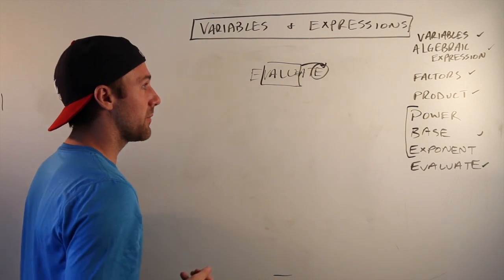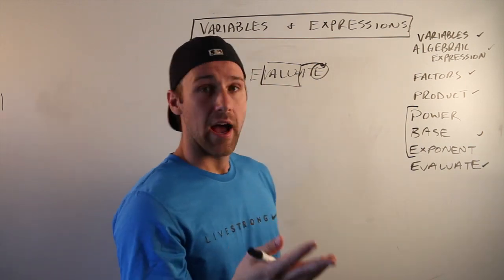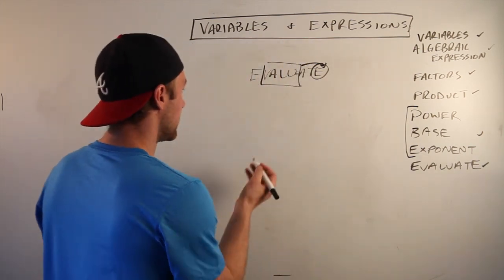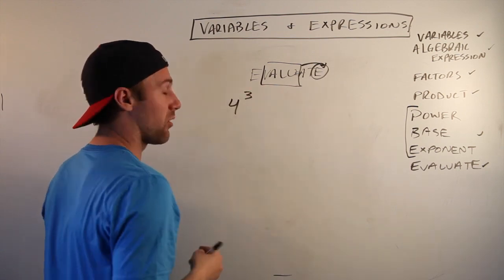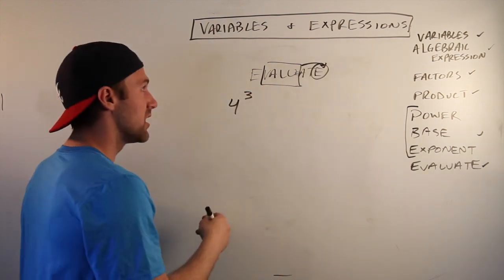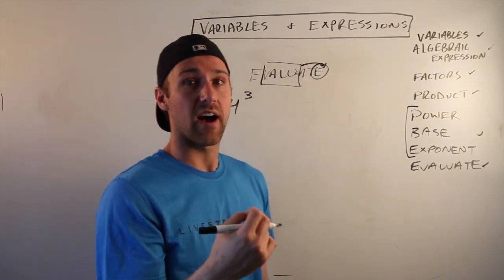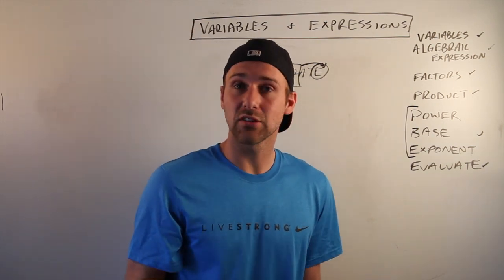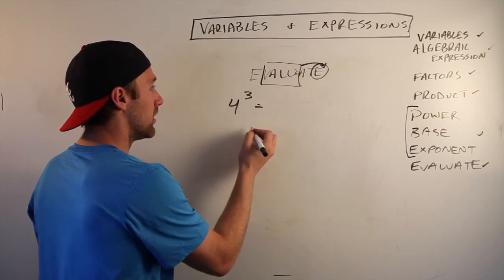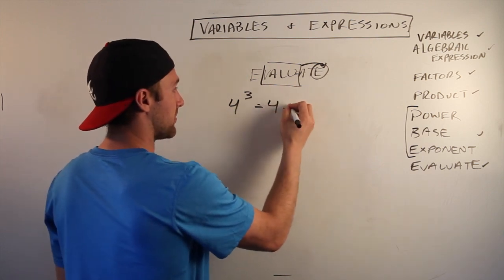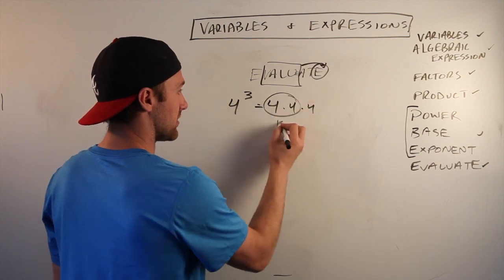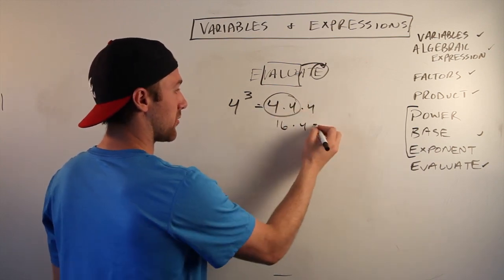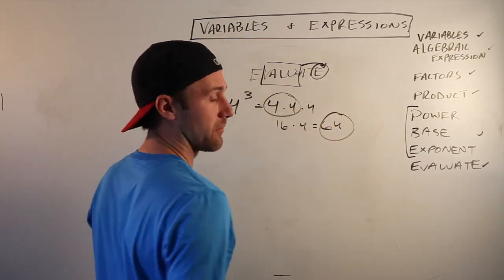All right, since we've been talking about powers, let's do one of those. Say you've got 4 to the 3rd power, or 4 cubed. If you're going to evaluate, you're going to find the value of that. You're going to find what the answer is. So you would do 4 times 4 times 4. 4 times 4 is 16. 16 times 4 is Nintendo 64.